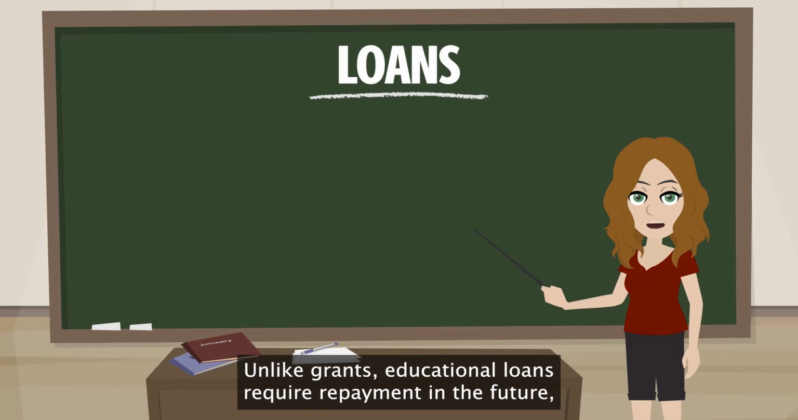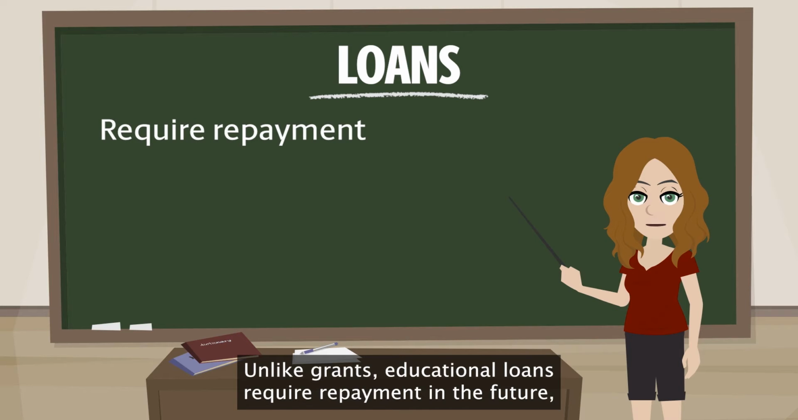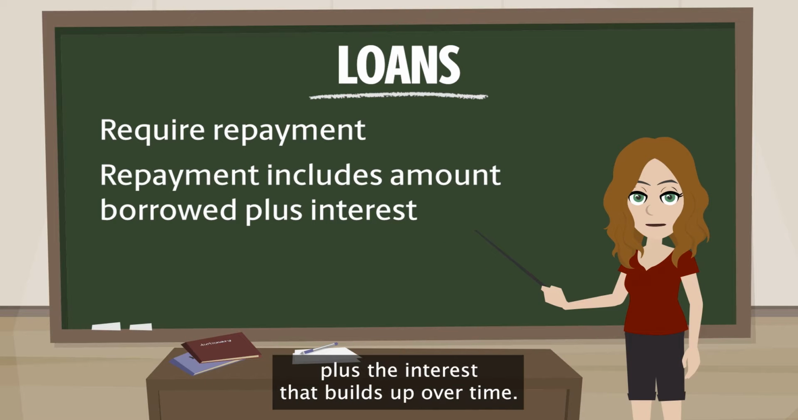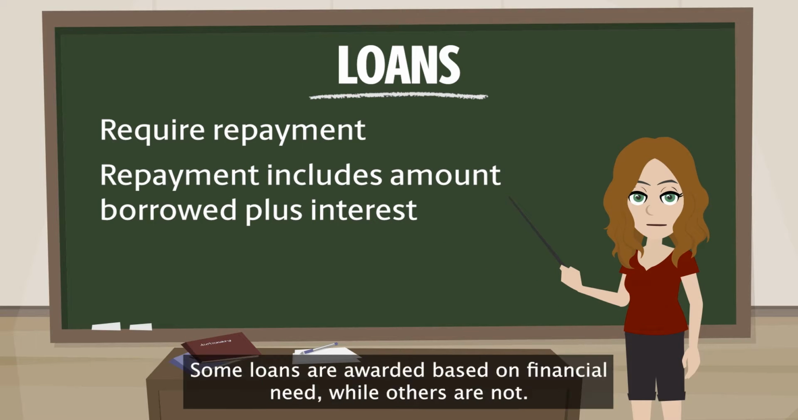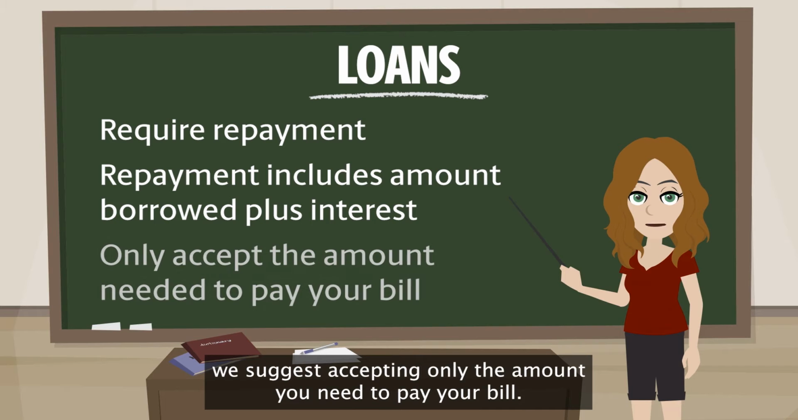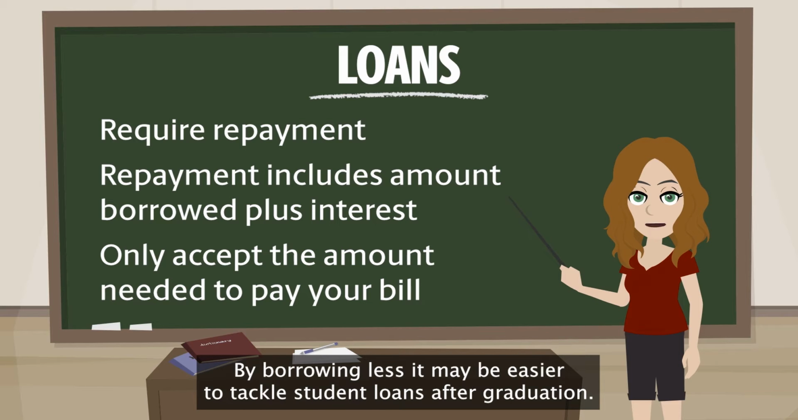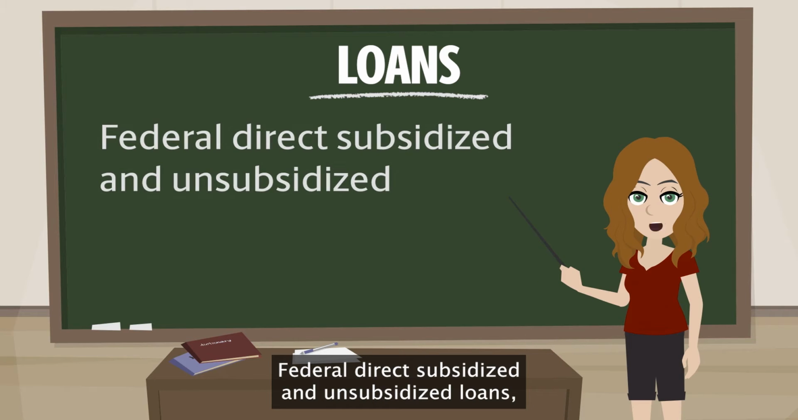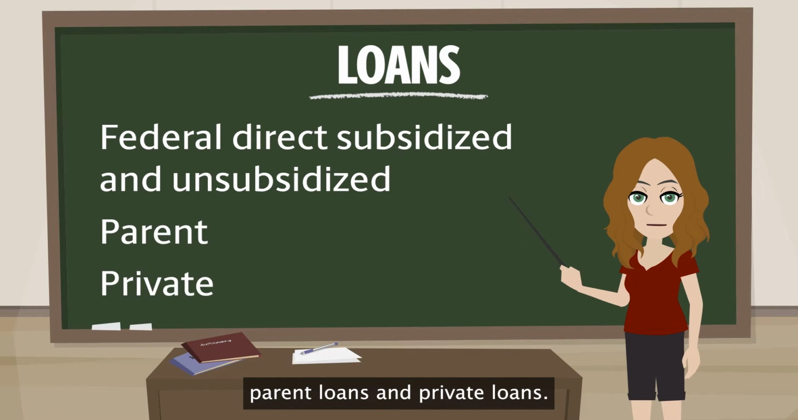Unlike grants, educational loans require repayment in the future, typically after graduation. This includes the amount you borrow plus the interest that builds up over time. Some loans are awarded based on financial need while others are not. When reviewing the amount of loans you are awarded, we suggest accepting only the amount you need to pay your bill. By borrowing less, it may be easier to tackle student loans after graduation. There are several types of loans available: federal direct subsidized and unsubsidized loans, parent loans, and private loans.